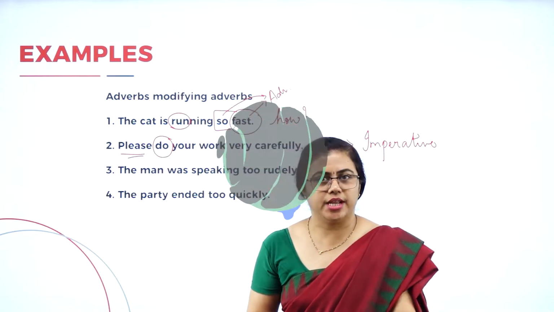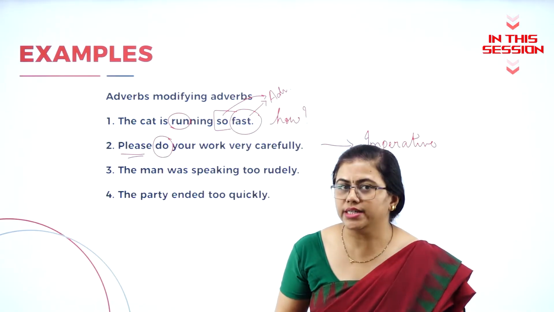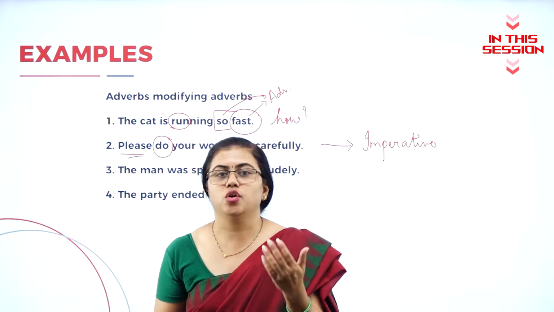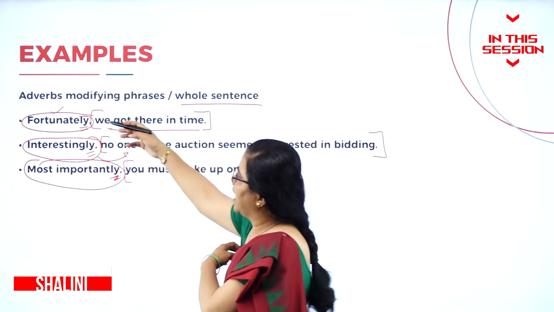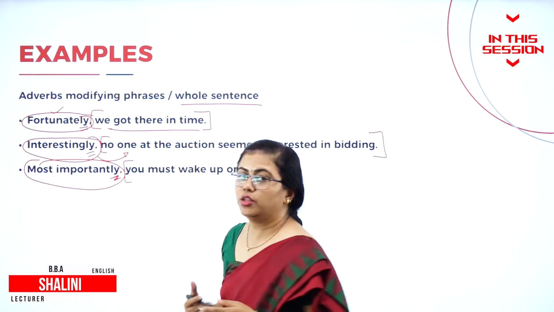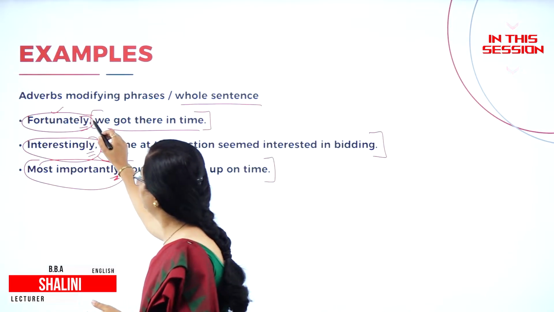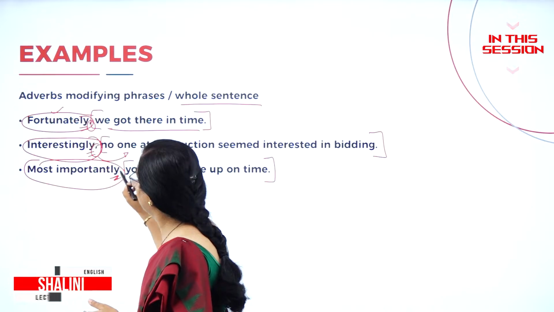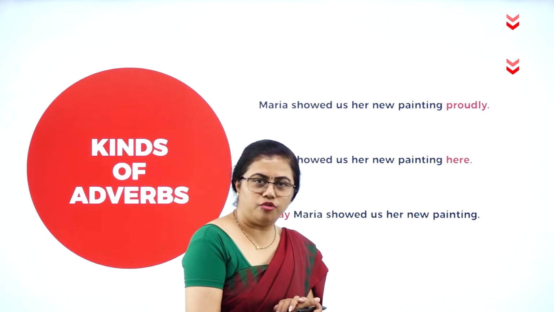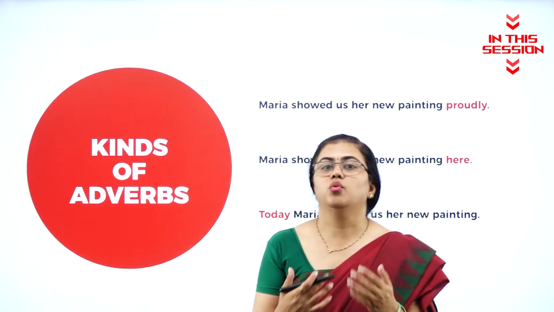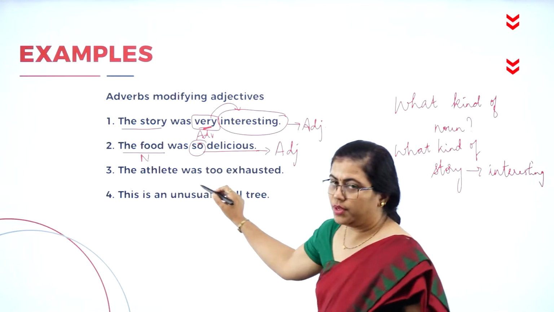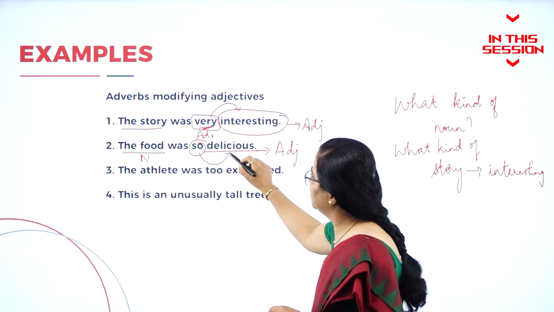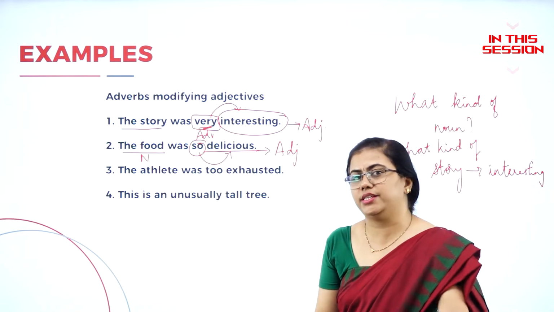Those sentences which tell us about requests, orders, wishes, instructions, all these are called imperative sentences. Whenever you use adverbs in the beginning in order to modify the whole sentence, make sure you use a comma after the adverb. Adverbs are divided into 5 categories based on the work they do. The word "so" is an adverb that is modifying the word "delicious", which is an adjective.